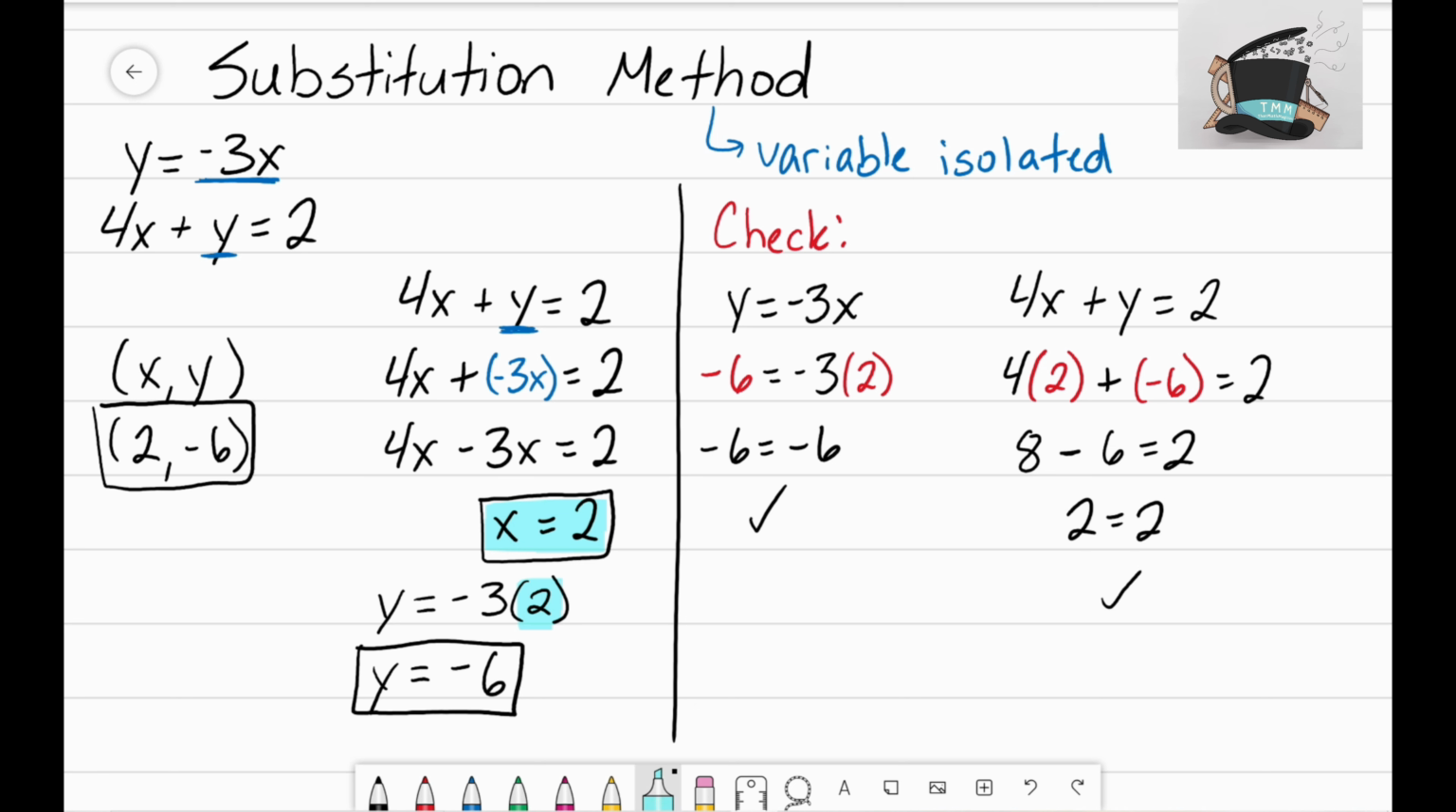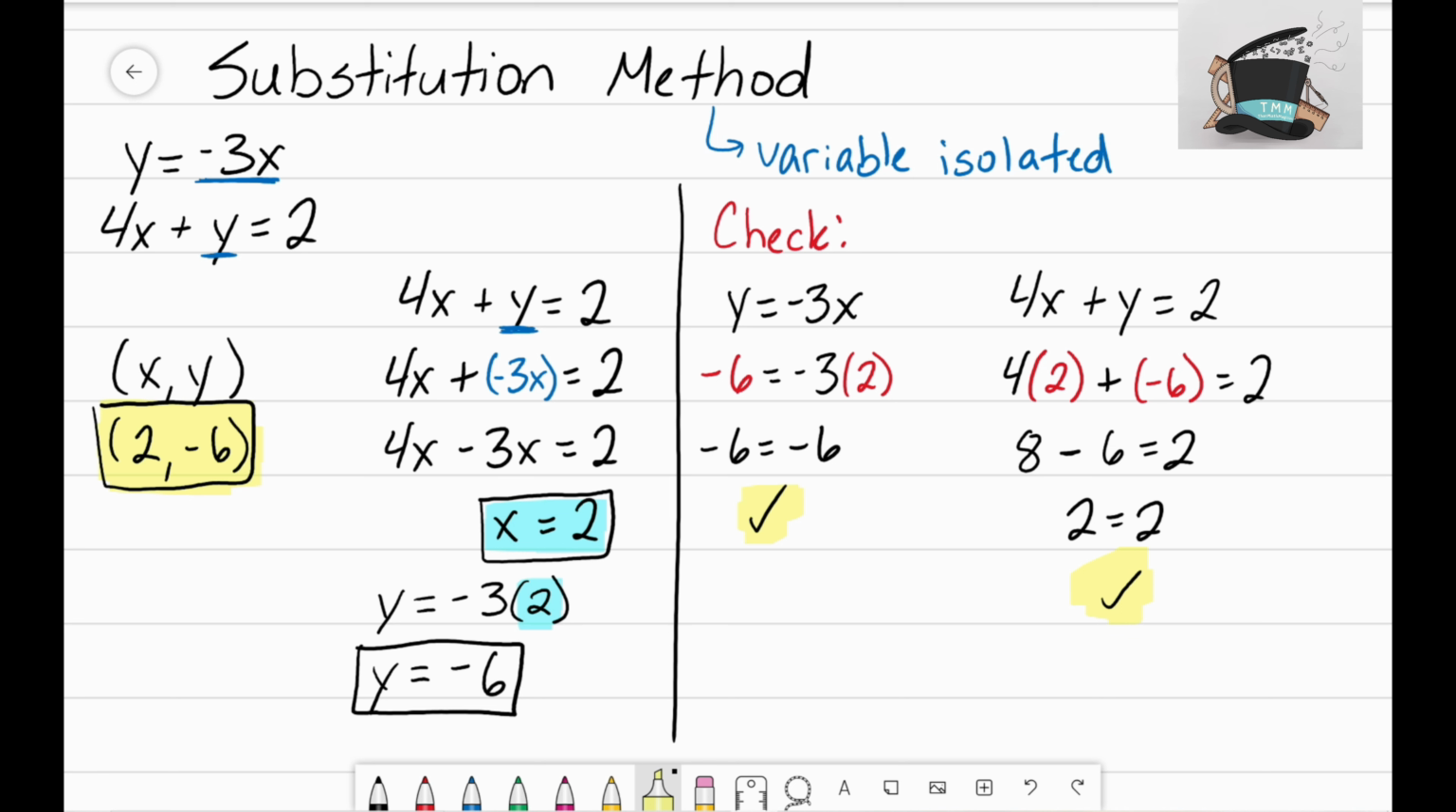So that is how I know that this solution here is the correct answer for this problem, because I was able to get 2 check marks when I checked my solution. If I had checked this, and instead of getting negative 6 equals negative 6, I got negative 6 equals 5, well, that definitely is not correct. And then I would know that whatever answer I got over here, that it wouldn't be correct. Okay? So hopefully this video helps break down the substitution method.